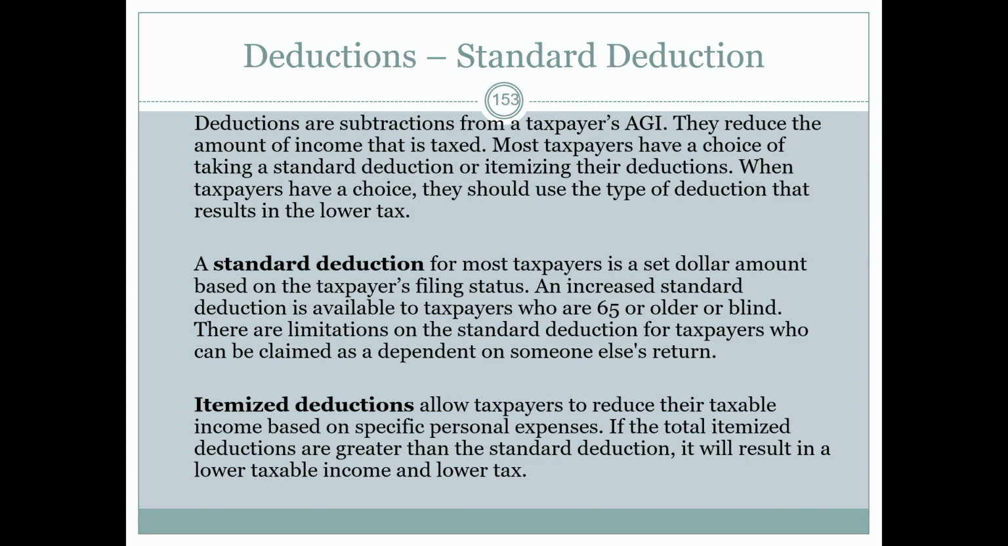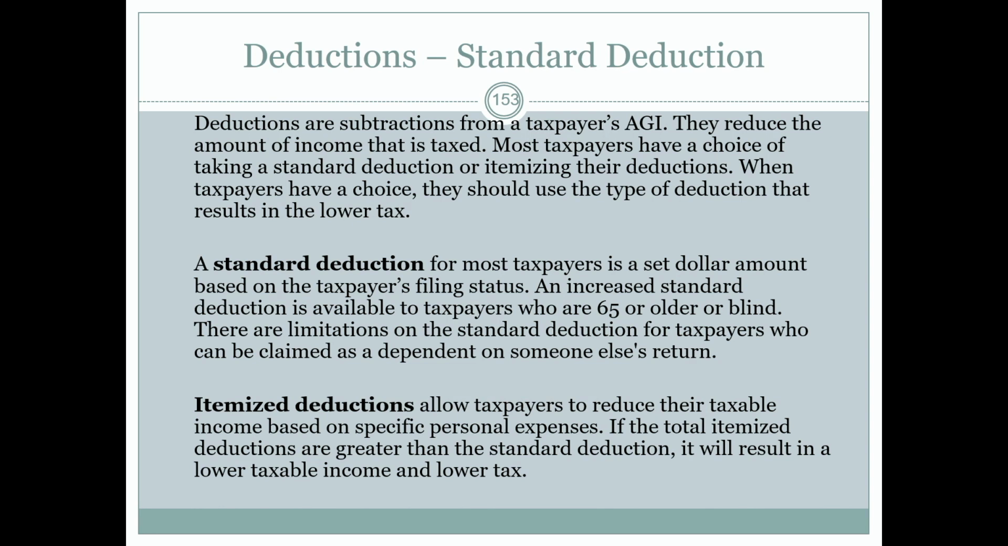Now, I mentioned two deductions, the standard deduction and the itemized deduction. A standard deduction for most taxpayers is determined basically by three things: filing status, age, or blind. You get a set amount based on your filing status, but you get an increased standard deduction if the taxpayer is 65 or older, or blind.